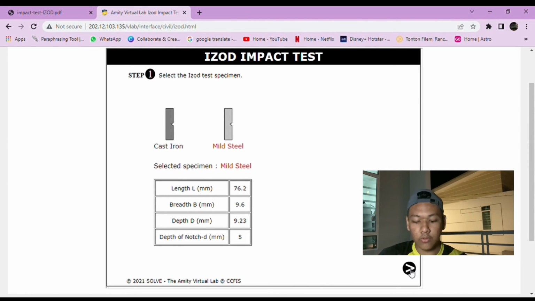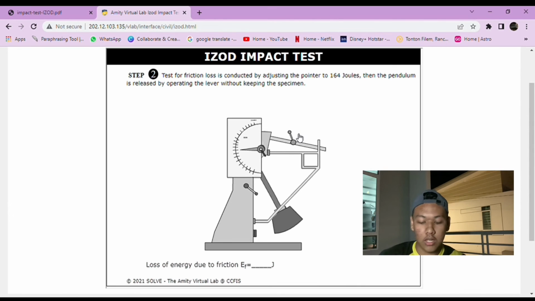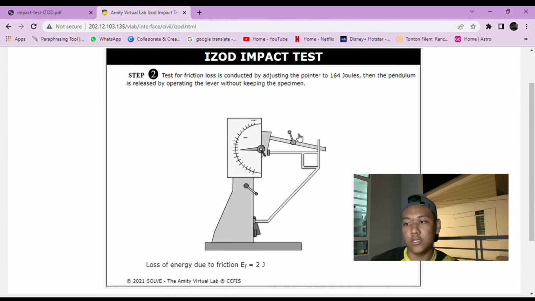Step 2. The test for friction loss is conducted by adjusting the pointer to 164 joules. Then, the pendulum is released by operating the lever without keeping the specimen. So, the loss of energy due to friction is 2 joules.